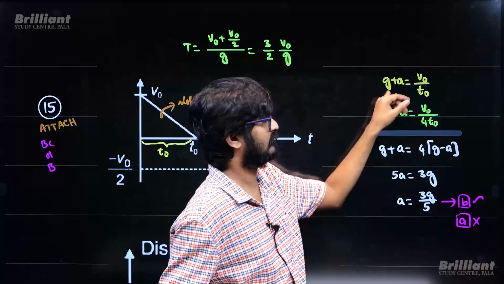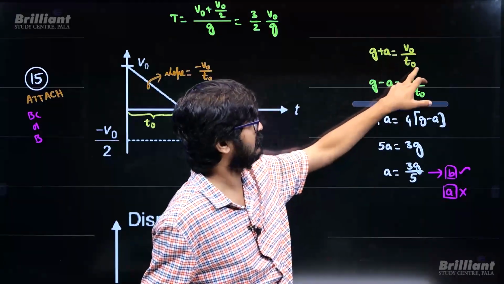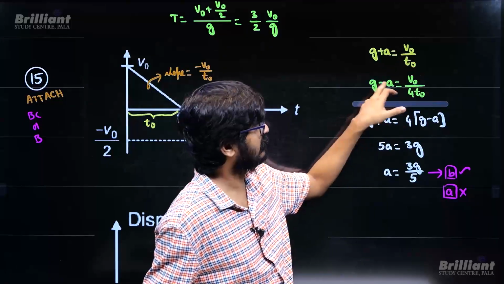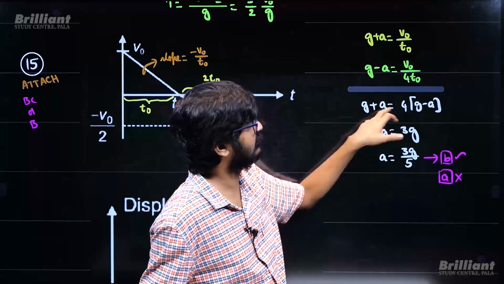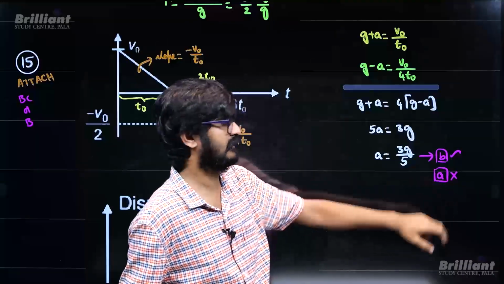They are asking for the relation between g and a. So g plus a is v naught by t naught, and v naught by t naught is 4 times g minus a. So I can say g plus a is 4 times g minus a. From there I will get a equals 3g by 5. B is correct and A is wrong.